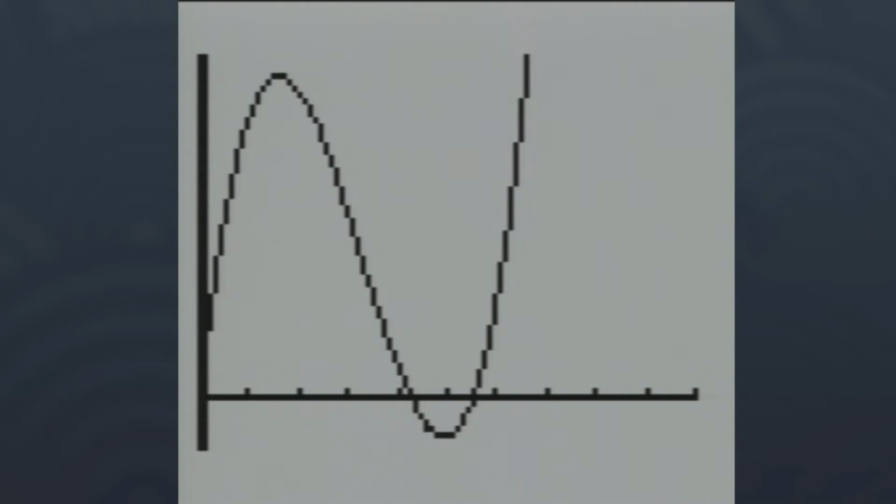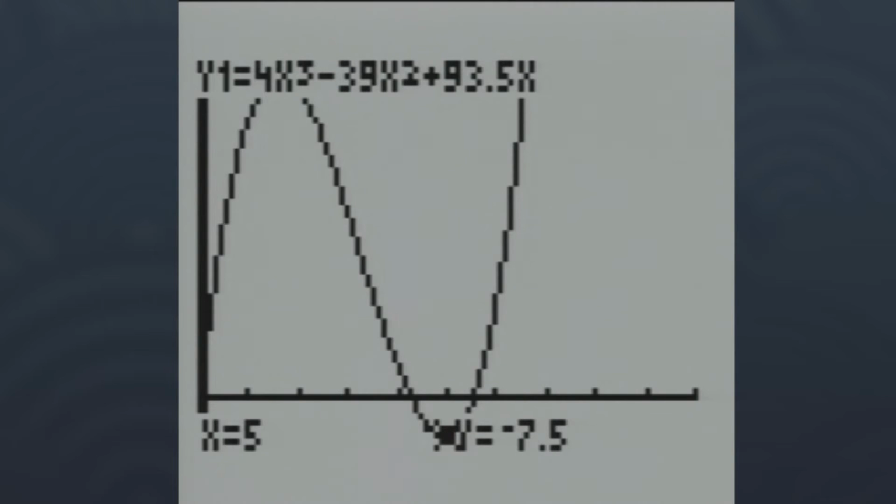So if you take a look at this, let's just investigate what we have. If we hit trace, mine happened to go to the very bottom of the cubic equation. Take a look at what the coordinates are down there. It has an x value of 5, which represents that the height of our box would have been 5. The volume, though, is a negative 7.5. Well, we all know you can't have negative volume, so that's a part of the graph that we really wouldn't need.